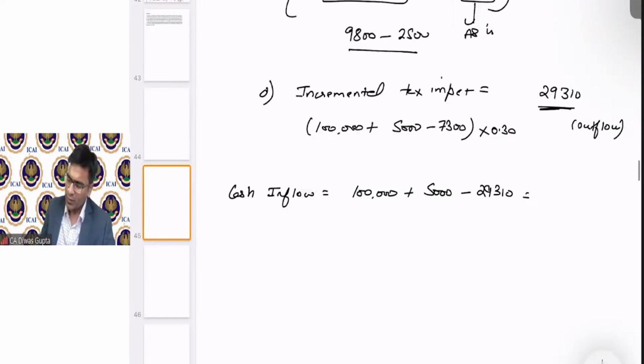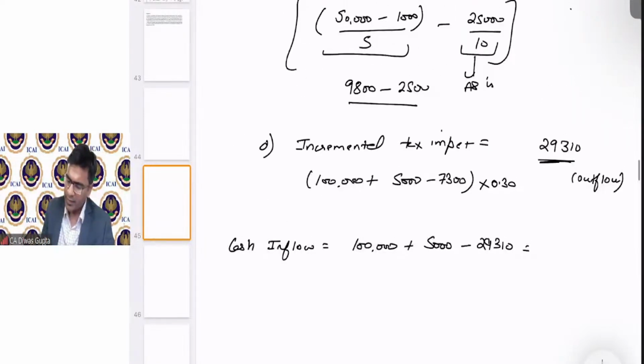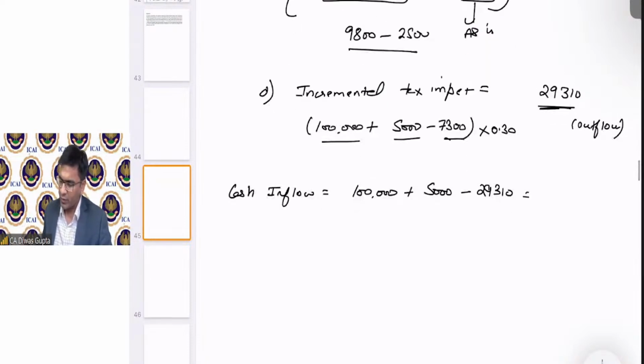Yes, so just a second, students. I think, yes. So this is actually this much. 1 lakh plus 5,000 minus 29,310, which is around 75,690. Okay, this is the incremental cash flow, students.